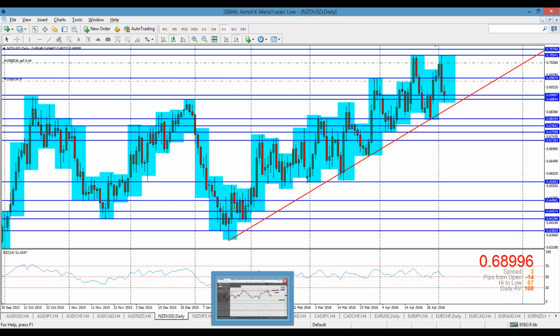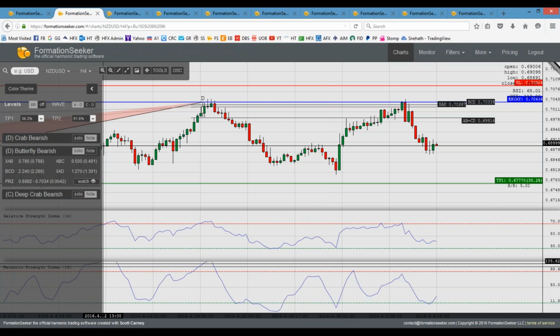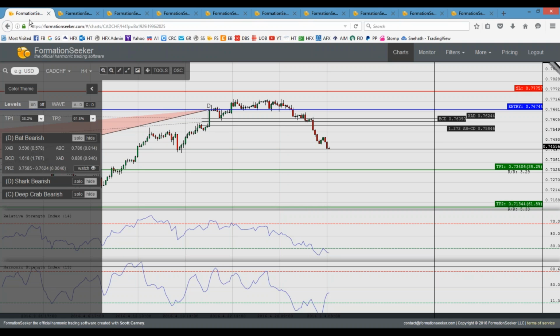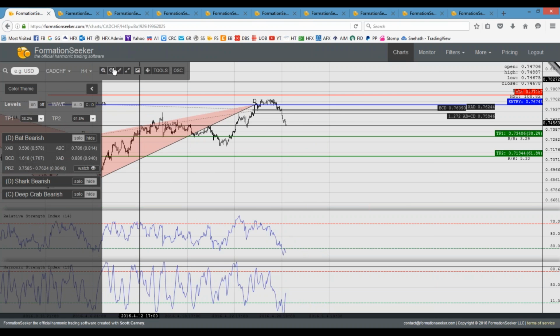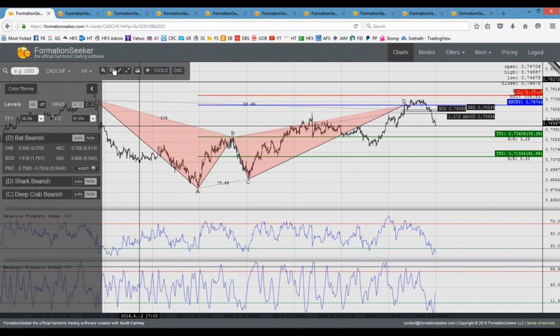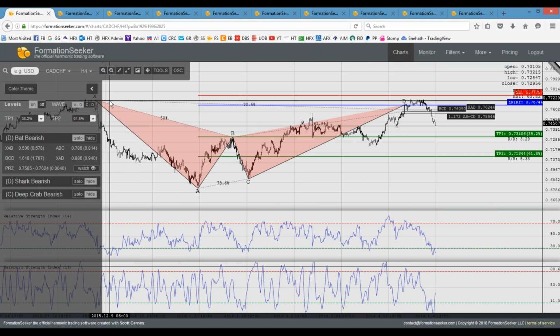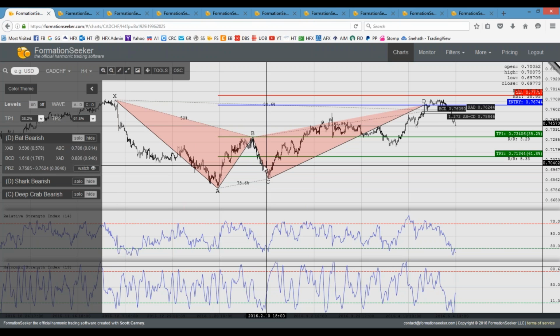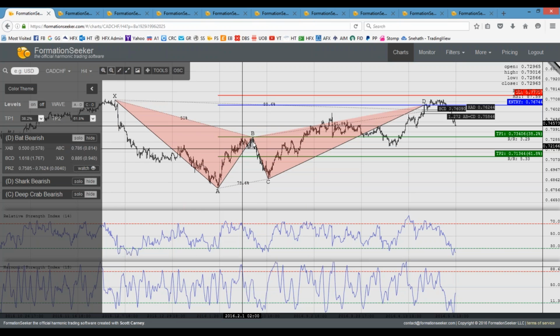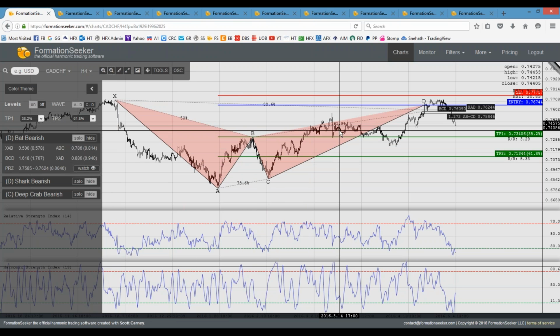Okay, I'm going to switch over to the CAD Swiss. Now this guy was a very, very annoying trade for us. What happened was that there was a bat pattern to short, and this is a massive bat pattern which was in the making from almost December last year. So you could see that patterns stand the test of time, and even on a daily chart or a weekly chart, you would see that these patterns are respected.